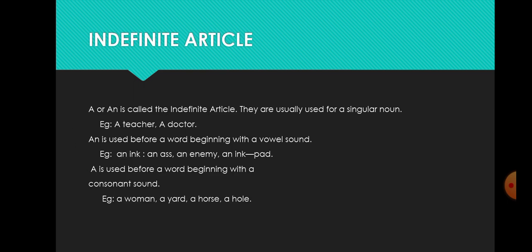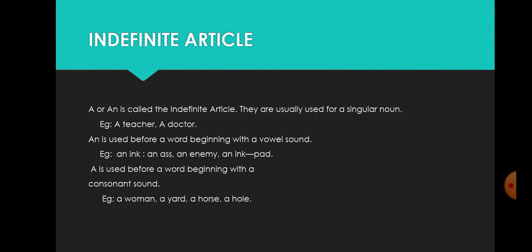Indefinite article. A or an is called the indefinite article. They are usually used for a singular noun. For example, a teacher, a doctor. An is used before a word beginning with a vowel sound. For example, an ink, an ash, an enemy, an ink pad.